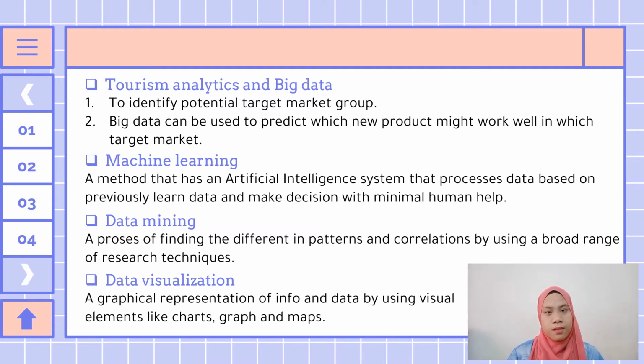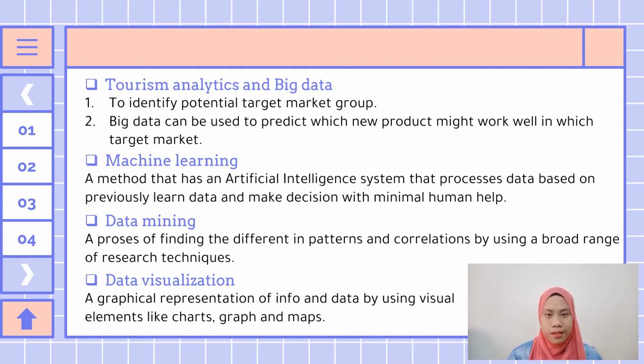It is a research process to identify potential target markets. Big data can be used to predict which new product might work in which target market. Next one is machine learning. It is a research method of having an artificial intelligence system that processes data from previously learned data and makes decisions with minimal human help.